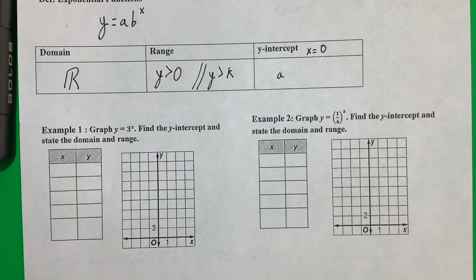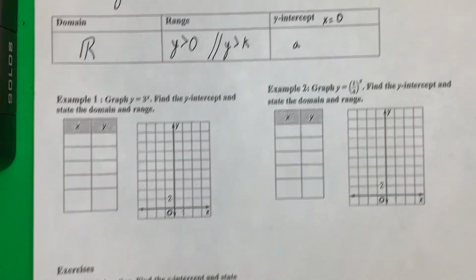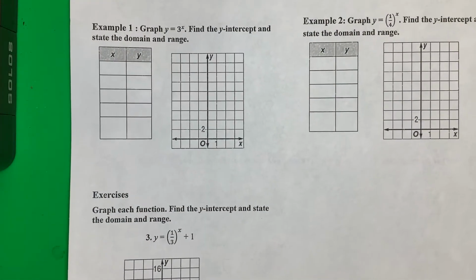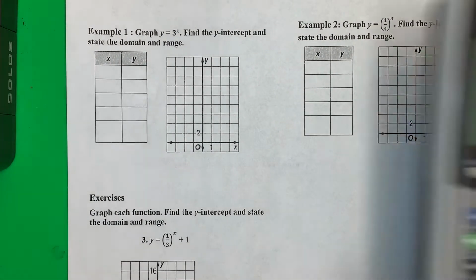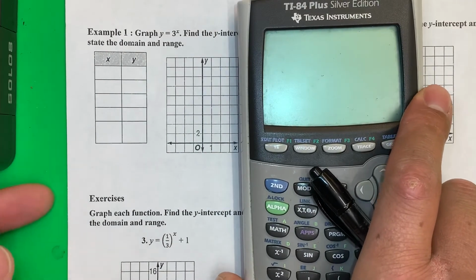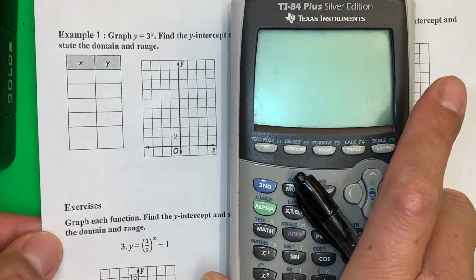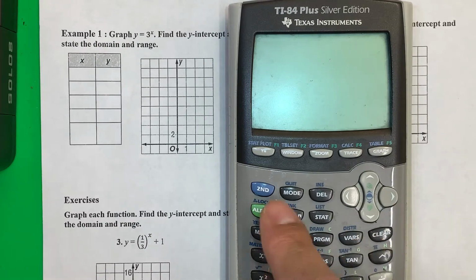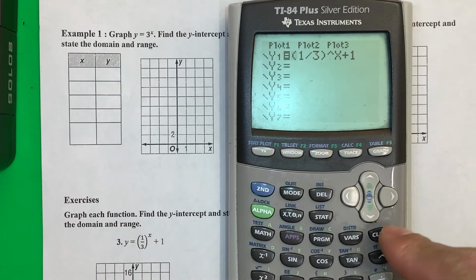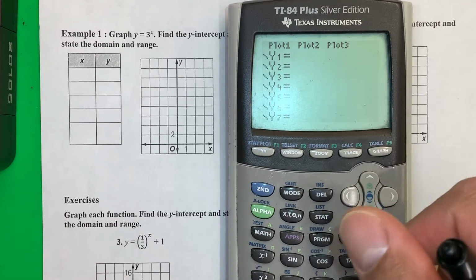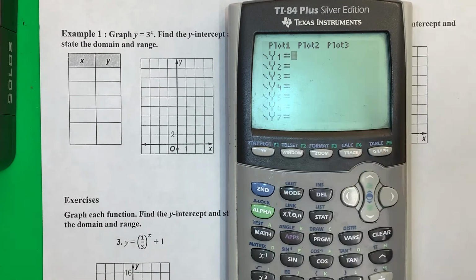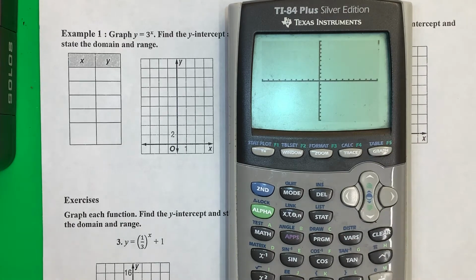Okay, let's try one of these and see what it comes out to. We have y equals 3 to the x, and because it's 2020, we are not going to make this table by hand. We're going to have the calculator do it for us. So y equals, clear everything out. Okay, we're back here in the graphing menu. First equation, 3 to the, remember that's the caret key, 3 to the x. And that's it. It's typed in and you can graph it.